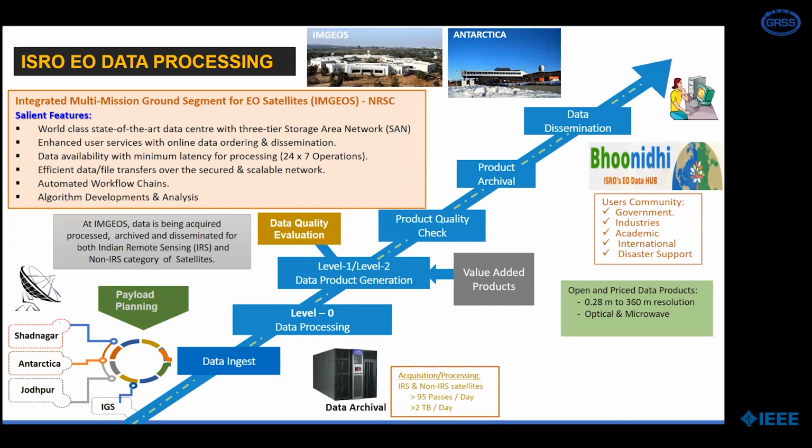We have government users, industries, academia and international users, and we are also part of the International Charter for disaster support. We have a very huge infrastructure of storage and network. Every day we acquire almost 100 passes at our stations, and more than 2 TB of data, so we are archiving it.